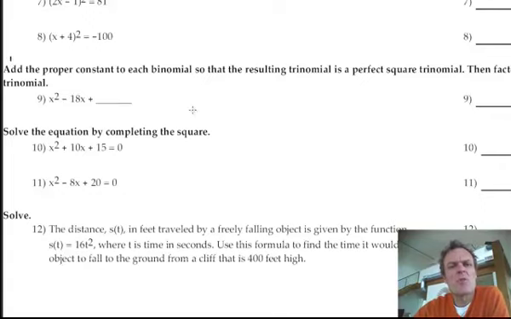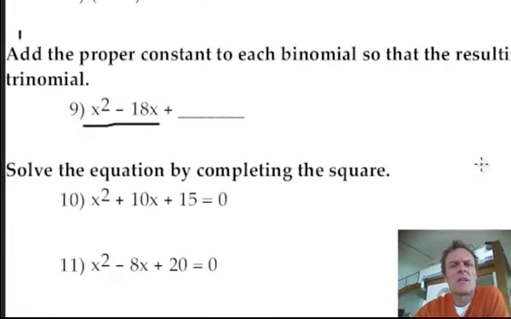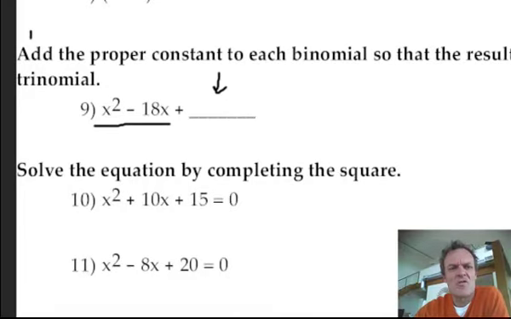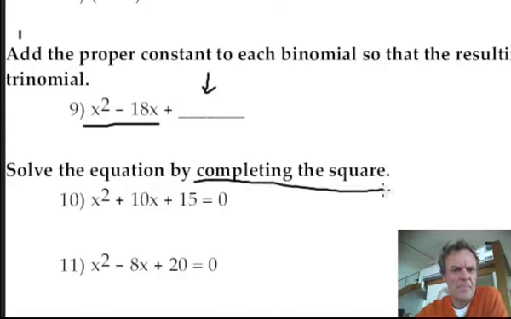Right, add the proper constant to each binomial, so that the resulting trinomial, you're going to have three terms, is a perfect square trinomial. It says, then factor the trinomial, okay? Basically what this is called, and if you look in your books, your notes, is completing the square. Look at that, okay? It's called completing the square.